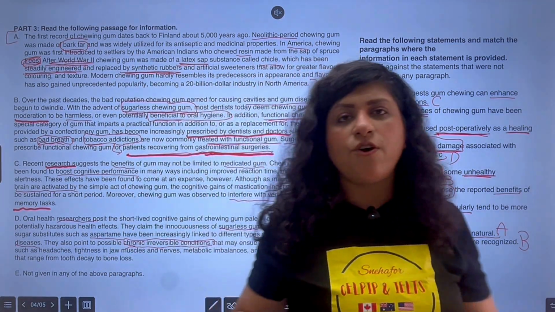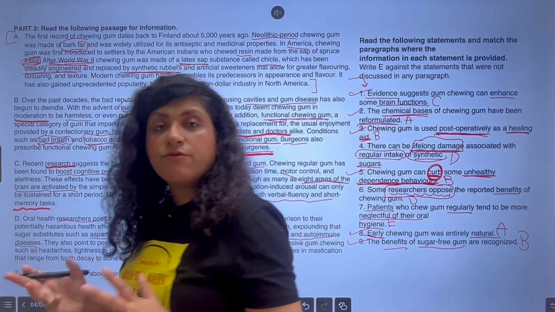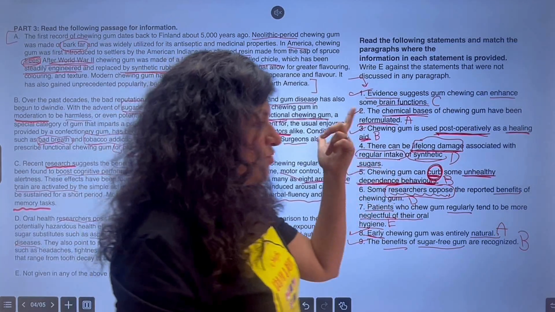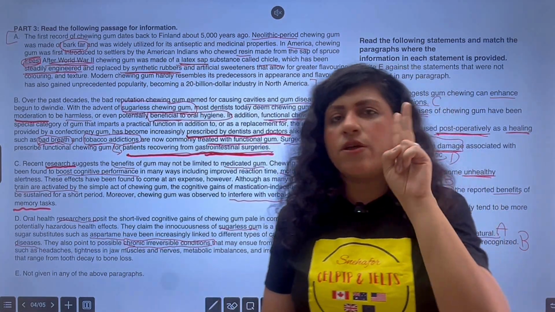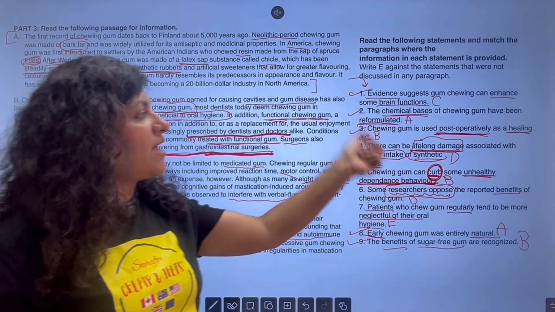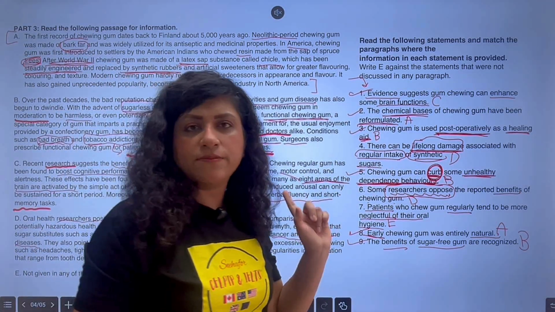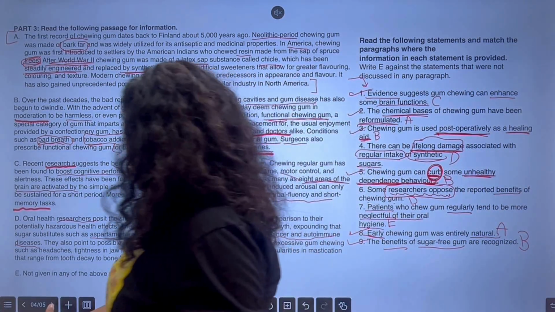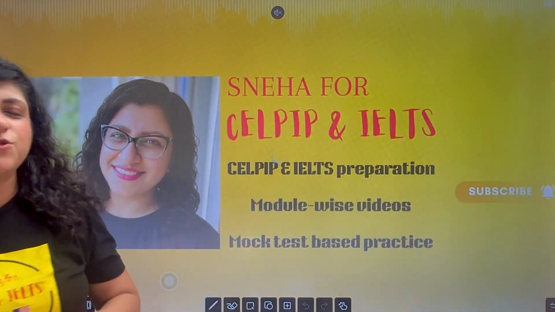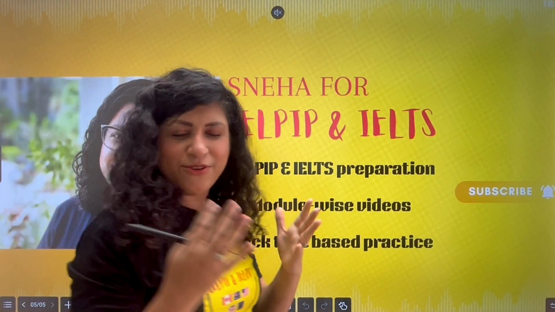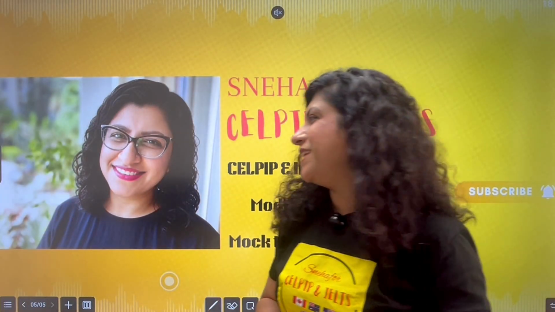So this is how you solve part 3 of CELPIP reading for information. There are 2 approaches. We saw approach number 2, the second one that we discussed today: reading each paragraph and matching the keywords of the question. I hope reading part 3 of CELPIP must be clear to all of you by now. And you must be more confident from now onwards, right?